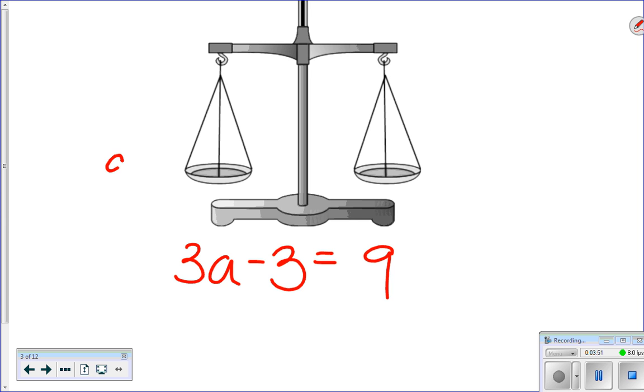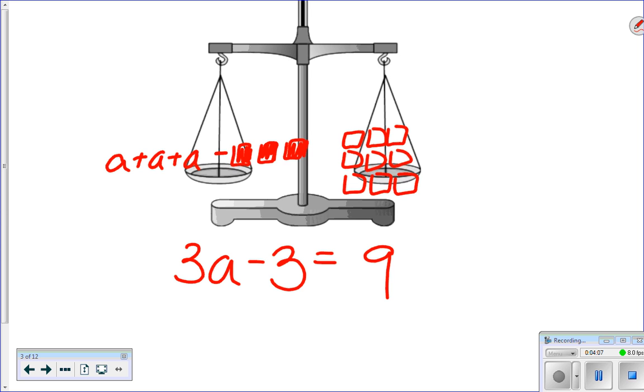Okay, so this looks like this: a plus a plus a minus 3 of them. So then I have 9 over here. Oh my gosh. 2, 3, 4, 5, 6, 7, 8, 9. They look like circles after a while. Okay, so this is what my problem looks like.